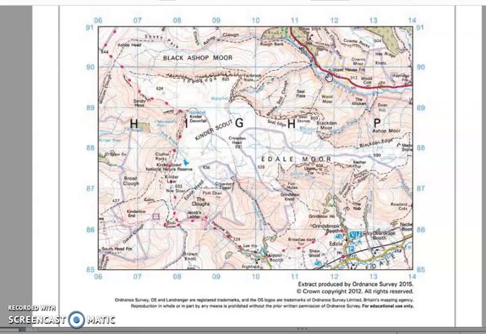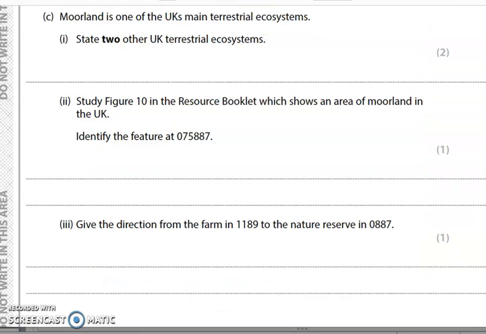And then it says go 0887. So 08 along the bottom is here, 87 is here. So we're looking for the nature reserve, which we can see by this little ducky symbol here. So what you're looking to give is the direction from here. If you were going to go from here to here, what direction would you be traveling? Remembering that this direction here is north. So here is the south of the map, here is the north of the map. So have a go at those questions now.